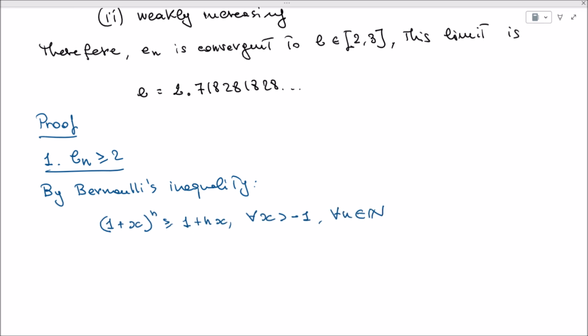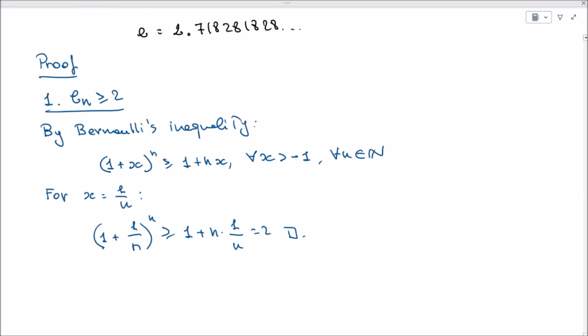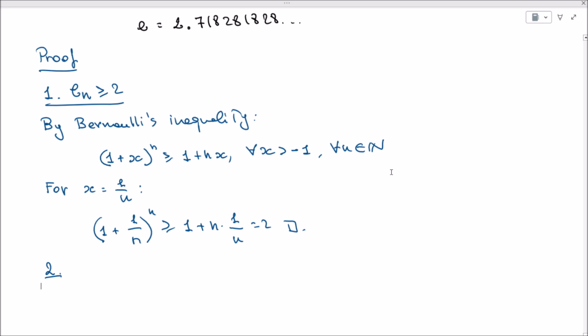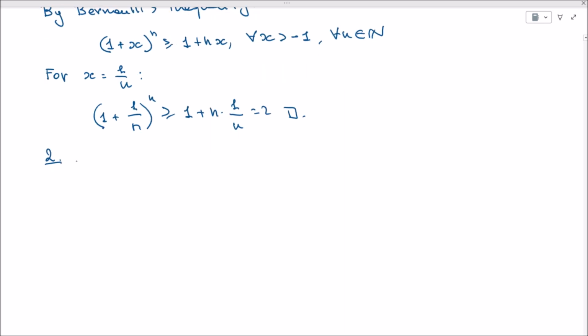If we apply this for x equal to 1 over n, we get that (1 plus 1 over n) all raised to the n is larger than or equal to 1 plus n times 1 over n, which is exactly equal to 2. So this is just the proof of the first statement. Okay, so then let's go to the second part, which is the fact that En is weakly decreasing.